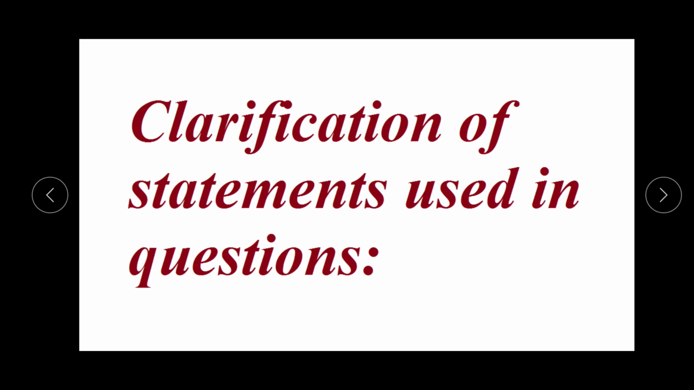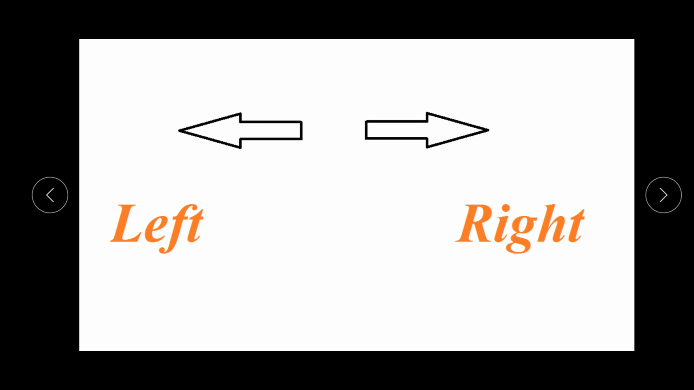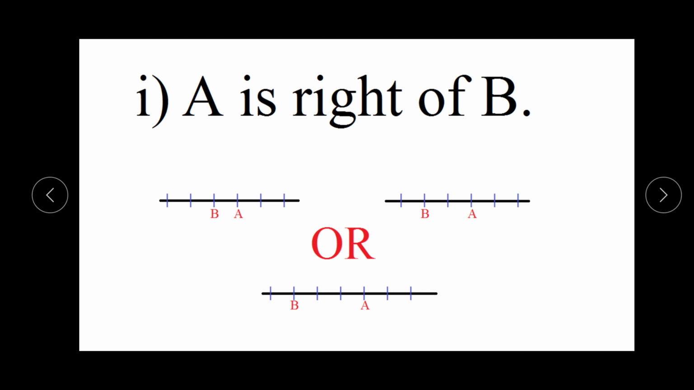Clarification of statements used in the questions. It means there are some types of statements which we will use, and we will identify how we will use them and what meaning those statements contain. Firstly, in a seating arrangement it is very important that we know about left and right. So this side is the left, and this side is the right side.